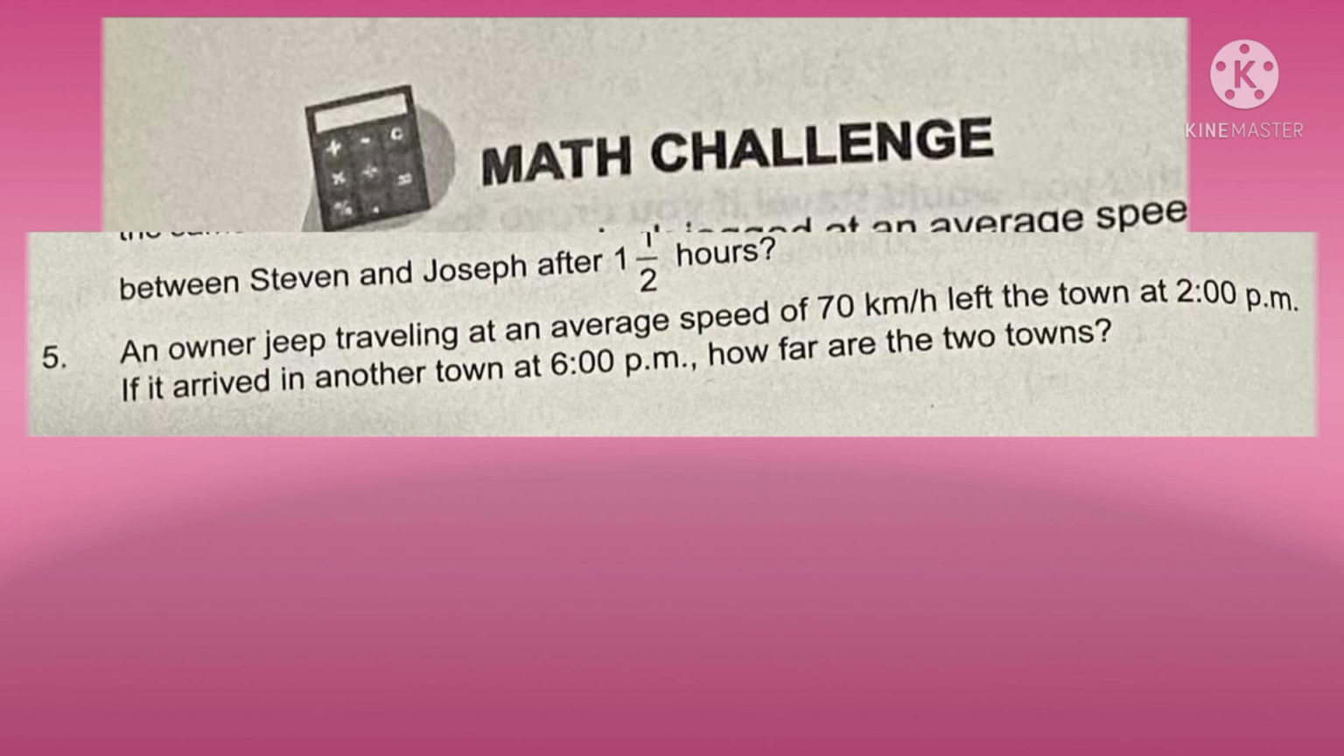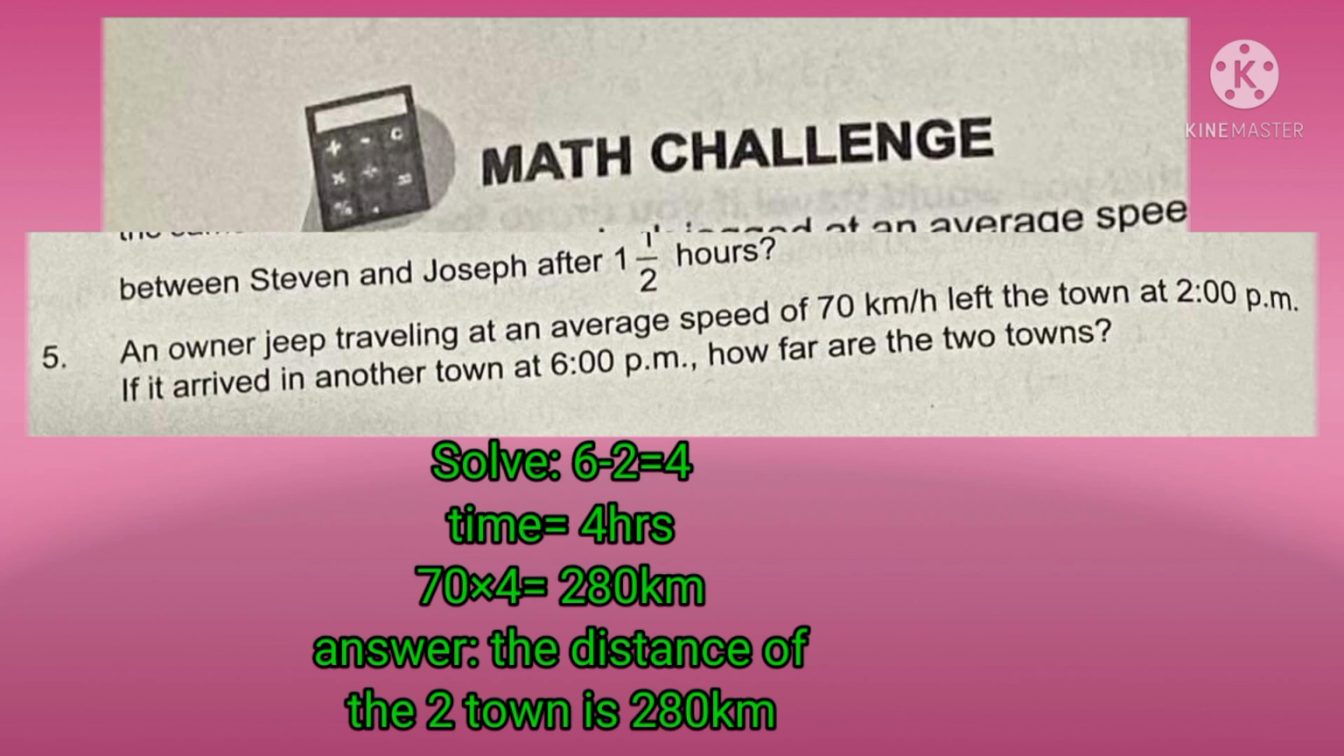Let's plan what operation to use: subtraction and multiplication. What is the equation? 6 minus 2 is equal to time, and 70 times time is equal to distance. Let's solve. 6 minus 2 is equal to 4. So time is 4 hours. 70 times 4 is equal to 280. So the answer, the distance of the two towns is 280 km.